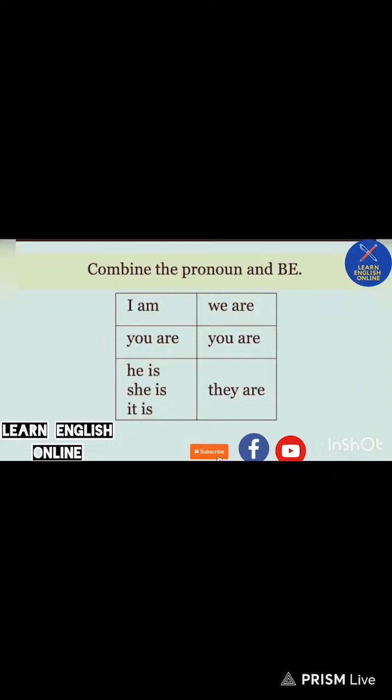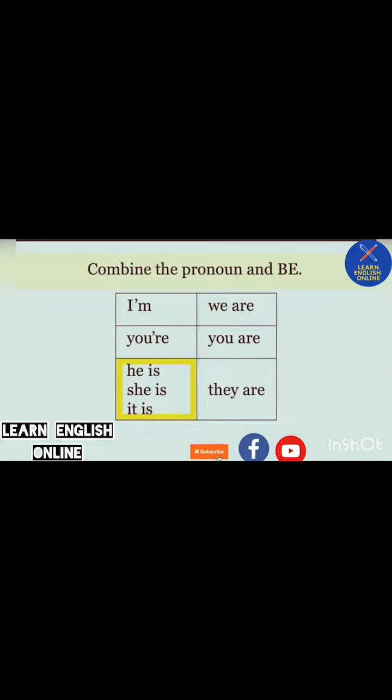Combine the pronoun and be to make a contraction. Let's do it. Look at I am. So in I am, we drop the A, we move the M a little closer, and we add an apostrophe. I'm. You are. Again, we drop the A here, we push it a little closer, and we add an apostrophe. You're.